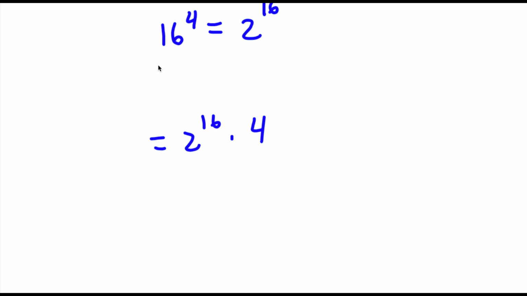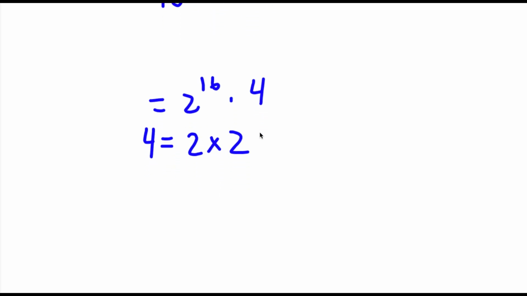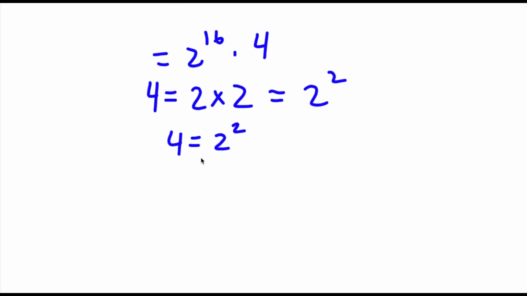So, now 4 here is equal to 2 times 2, right? So now, 2 times 2, well, 2 multiplied by itself twice is the same thing as 2 squared, meaning 4 is equal to 2 squared. So now, if I substitute in 2 squared for 4, I get 2 to the power of 16 times 2 squared.